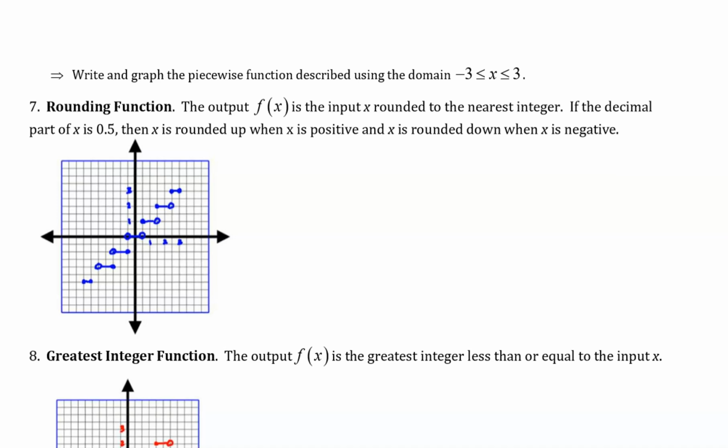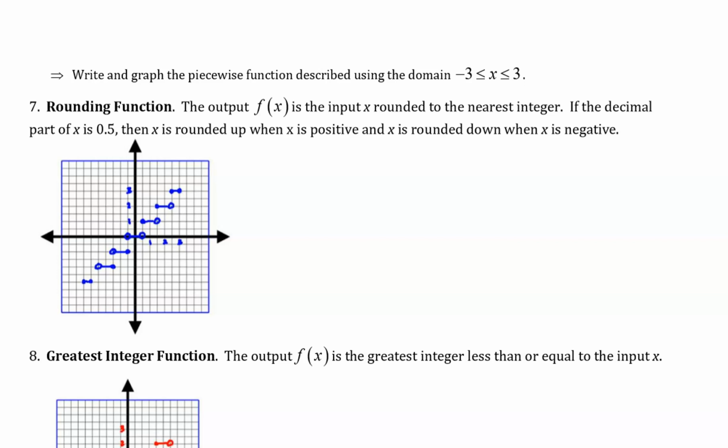All right, write and graph the piecewise function described using the domain of -3 to 3. Basically, x is greater than or equal to -3, but less than or equal to +3. So between -3 and 3. On this first one, it says the output f of x is the input x rounded to the nearest integer. If the decimal part of x is 0.5, then x is rounded up when x is positive and x is rounded down when negative. This is just normal rounding rules.